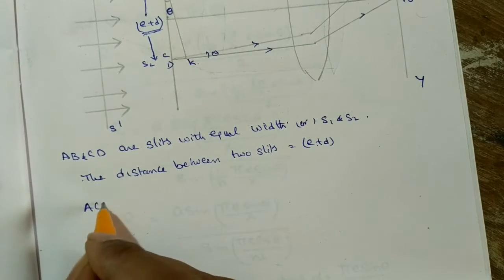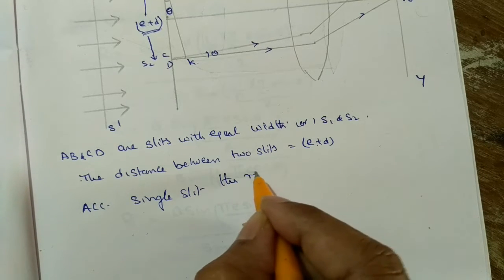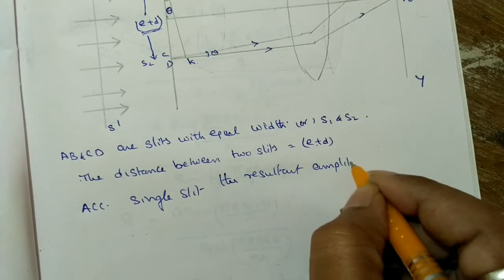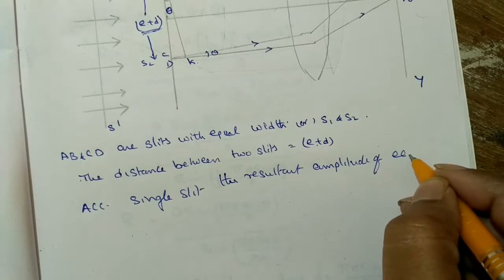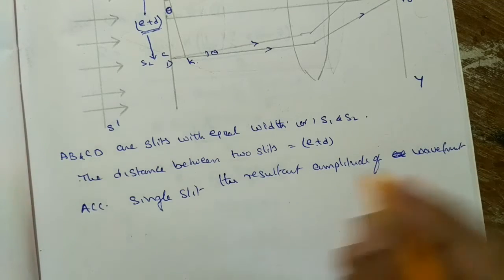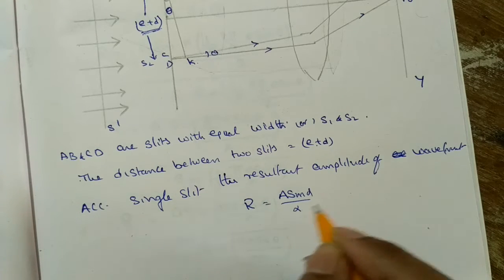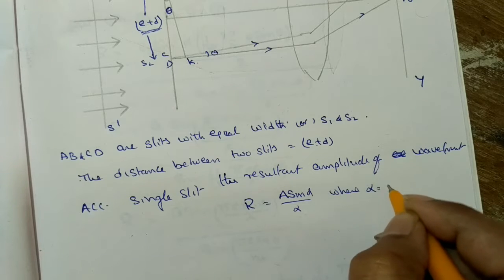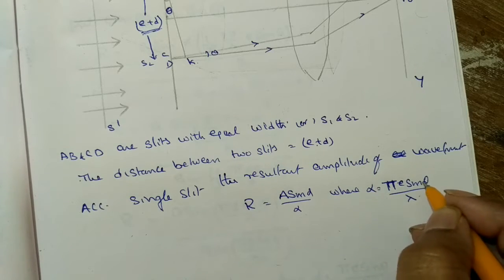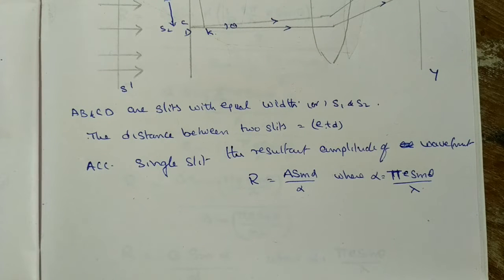According to single slit, the resultant amplitude of each wavefront, already discussed in the previous class, is equal to a sin alpha by alpha, where alpha is equal to pi e sin theta by lambda. We know this.